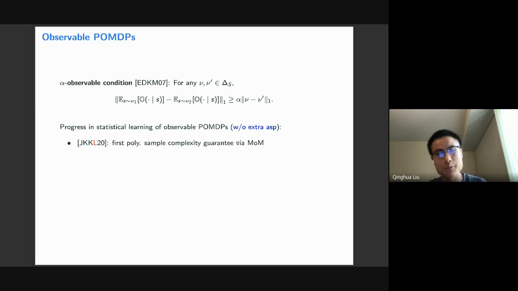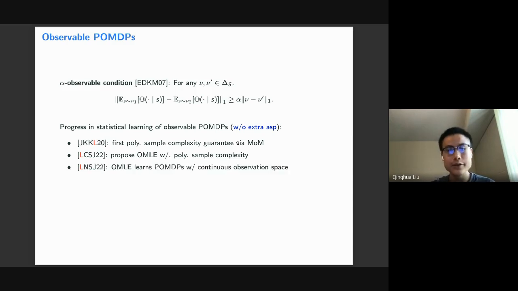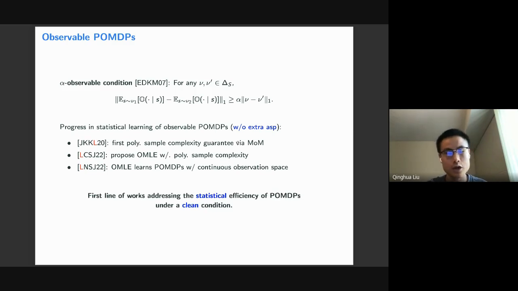However, this method is rather complicated and does not easily generalize to other subclasses of POMDPs. So last year, with Chaba, Allen, and Chi, we proposed the optimistic MLE algorithm and proved that it has a polynomial sample complexity guarantee for learning tabular observable POMDPs. Later on, we further improved the guarantee for OMLE. With Pernice, Chaba, and Chi, we proved that OMLE can also learn POMDPs with continuous observation space. To our knowledge, this is the first line of work addressing the statistical efficiency of POMDPs under a clean condition.